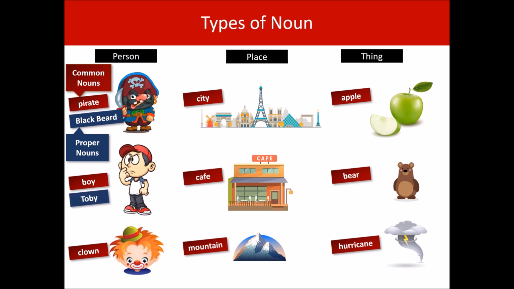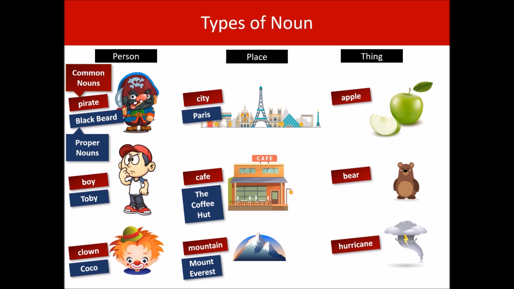So the boy might be called Toby. The clown, Coco. That city is Paris. This cafe might be called the Coffee Hut. This mountain is Mount Everest. This is a Granny Smith apple. The bear is called Barney. And hurricanes tend to be given names. This one is Hurricane Erin, the name of a hurricane that recently struck the coast of Ireland.